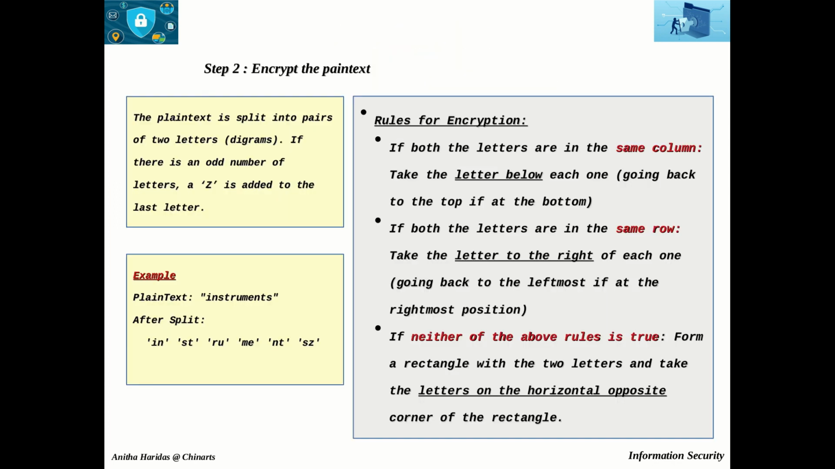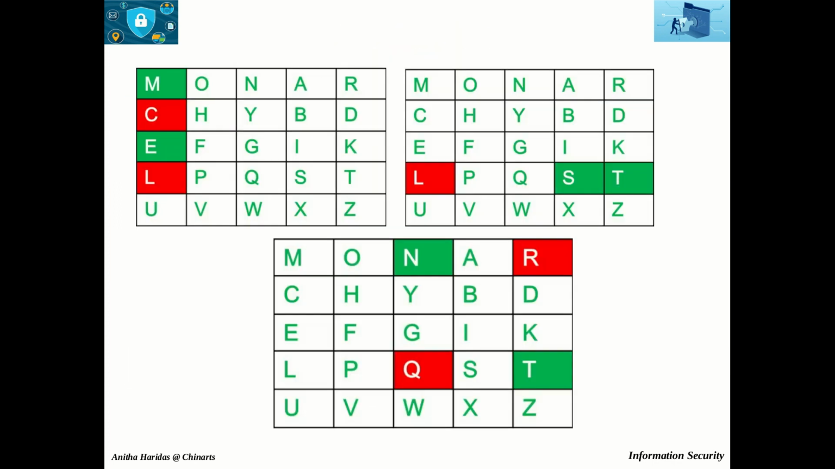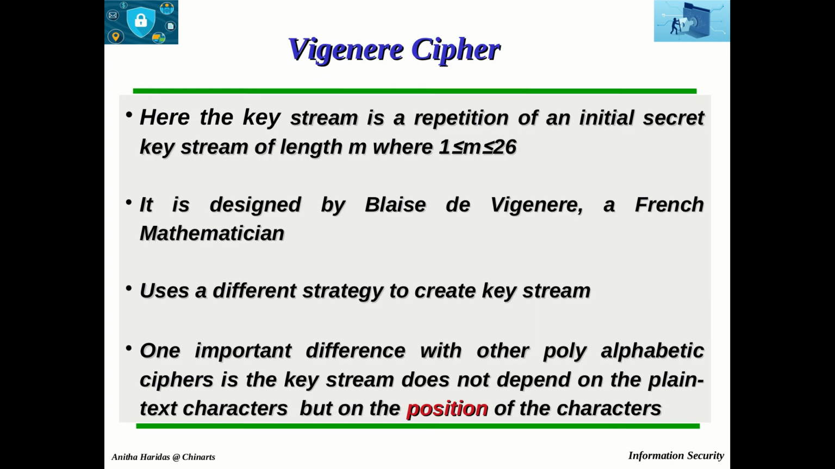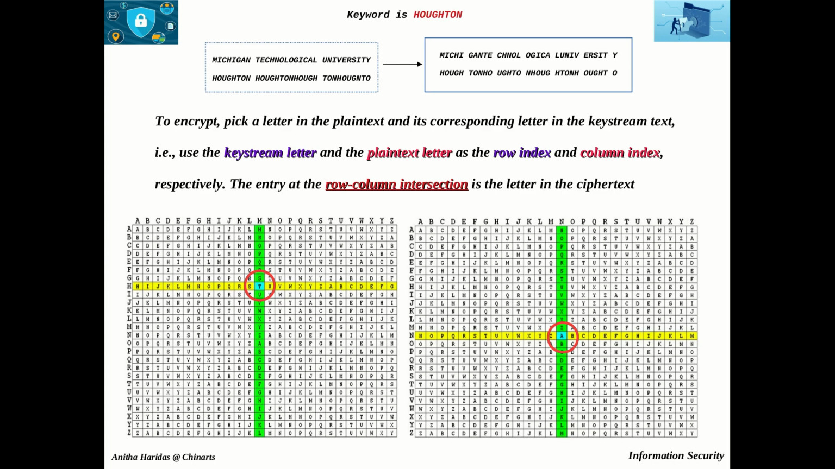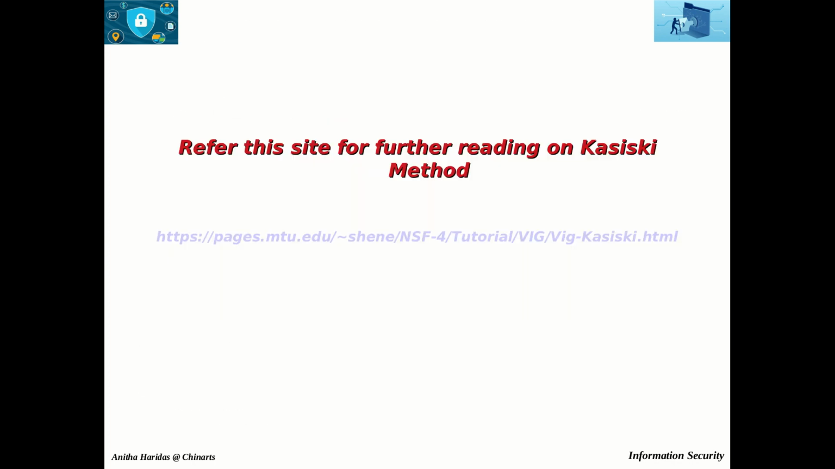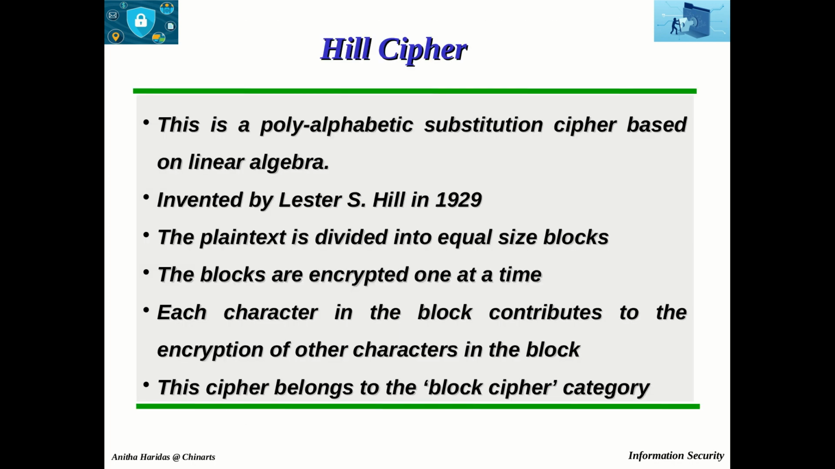Getting into the hill cipher, this is another interesting example of a polyalphabetic cipher. It is a polyalphabetic substitution cipher which is based on linear algebra, and it was invented by Lester Hill in 1929.